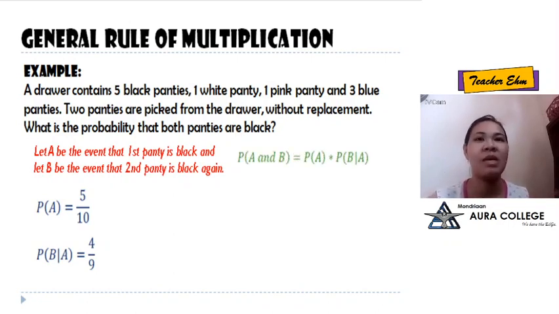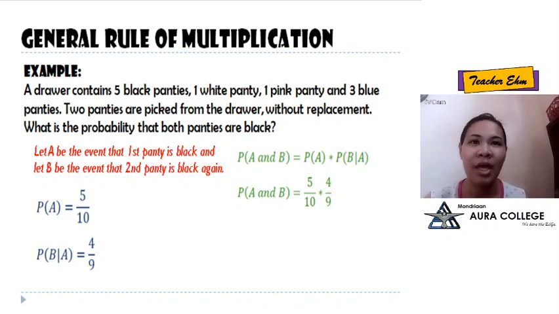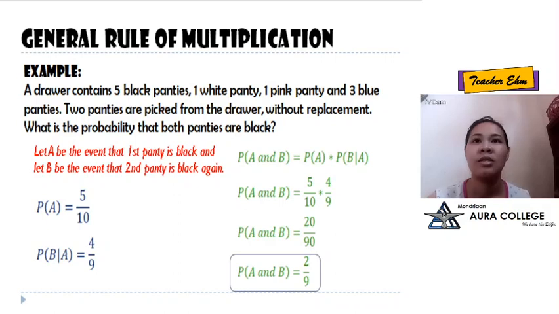Sabi dyan, ipag-multiply lang natin. Probability of A and B is equal to 5 over 10 times 4 over 9. So the probability of A and B is equal to 20 over 90. So the probability that both panties are black is equal to 2 over 9.